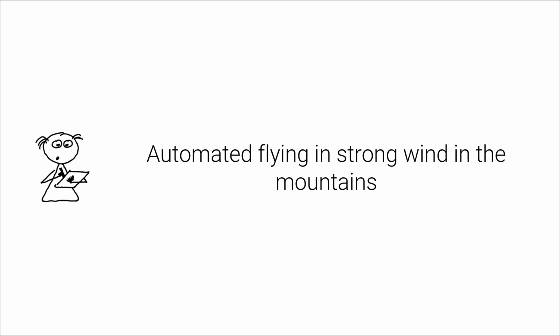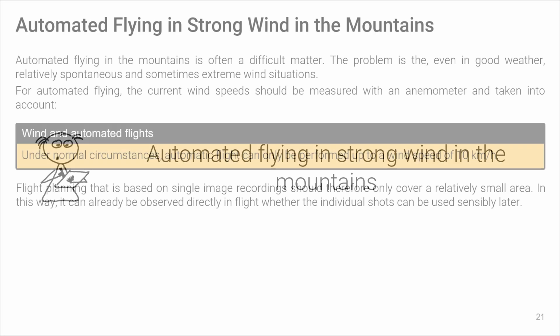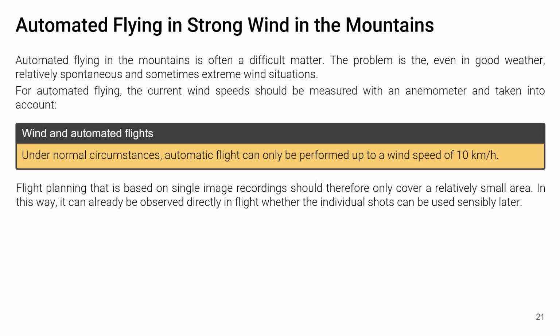Let's look at automatic flights in strong winds and especially in the mountains. Automated flying in the mountains is often a difficult matter. The problem is, even in good weather, relatively spontaneous and sometimes extreme wind situations. For automated flying, the current wind speed should be measured with an anemometer and taken into account. We follow here the rule: under normal circumstances, automatic flight can only be performed up to a wind speed of 10 km per hour.